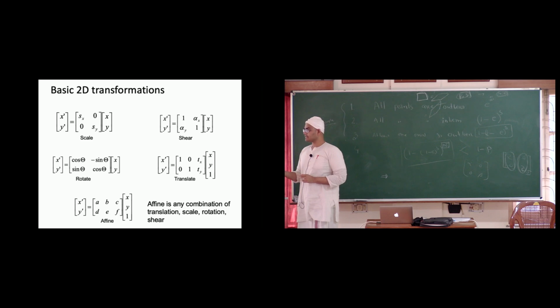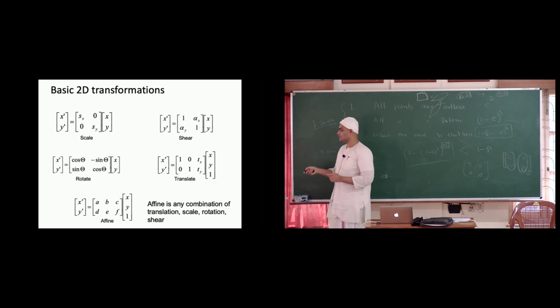Right. It is having all the components. Affine combines everything. It is a combination of translation, scaling, rotation, and shear. It can have everything. But still remember, an affine transformation maps line to line, and it has another property: parallel lines remain parallel lines.